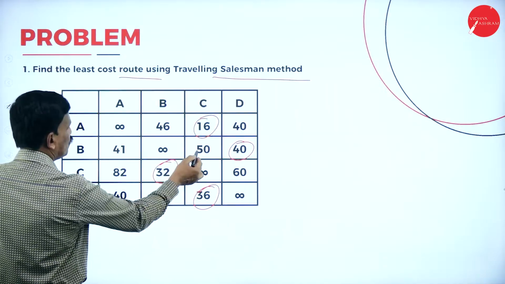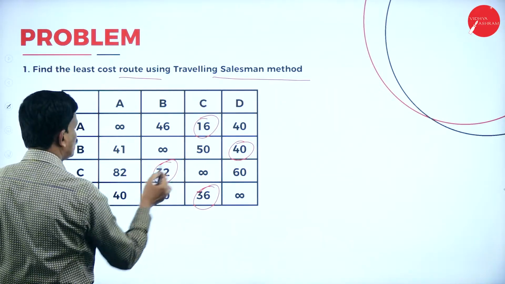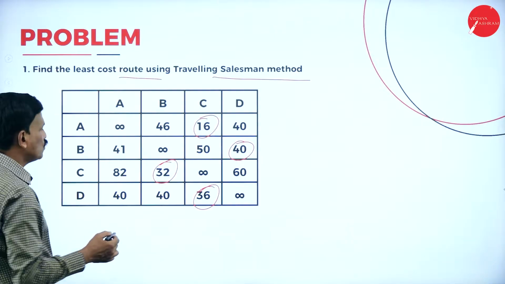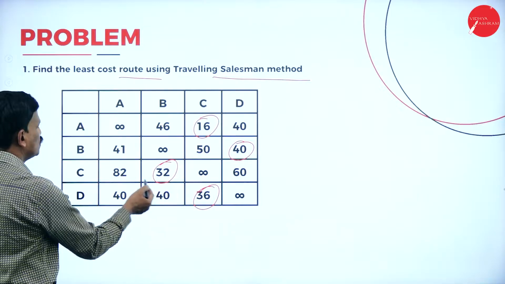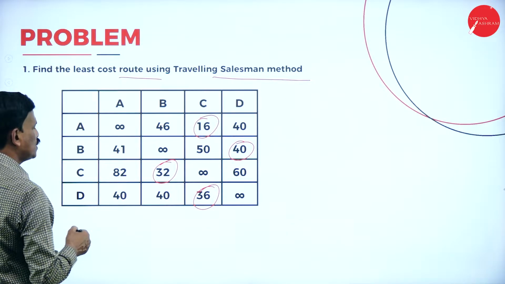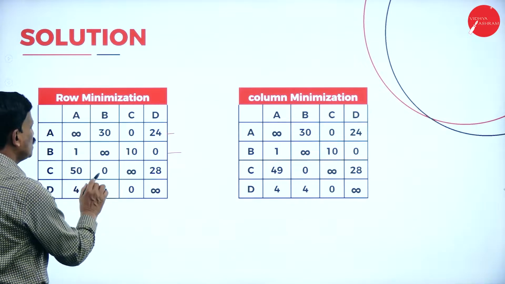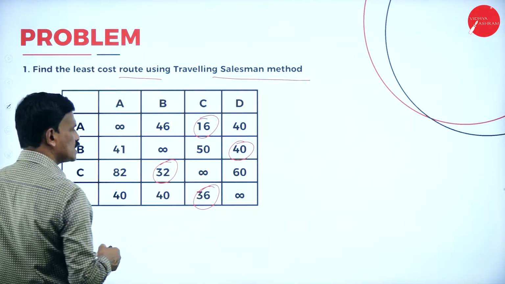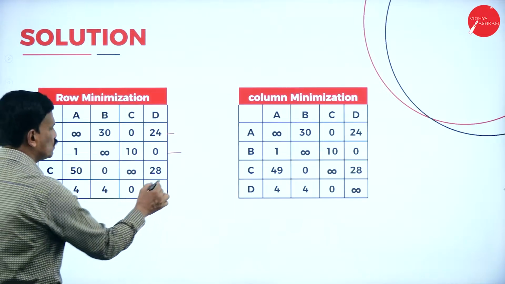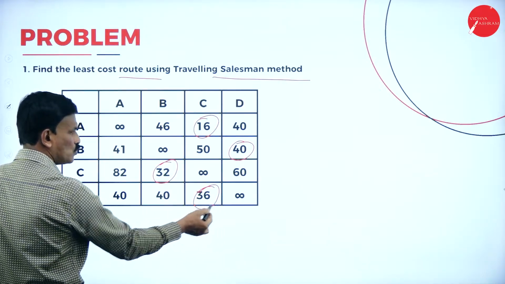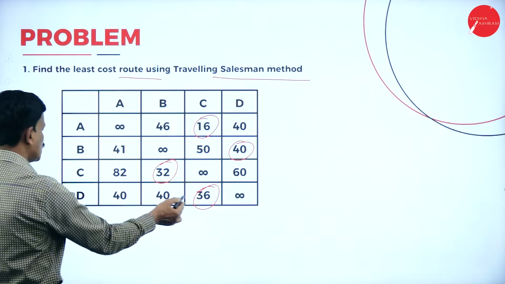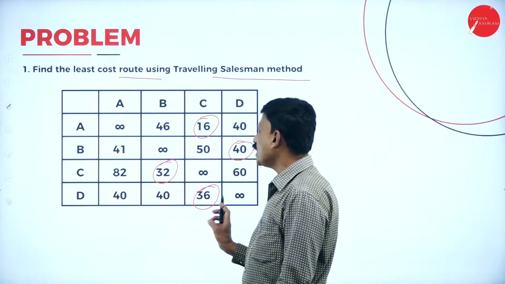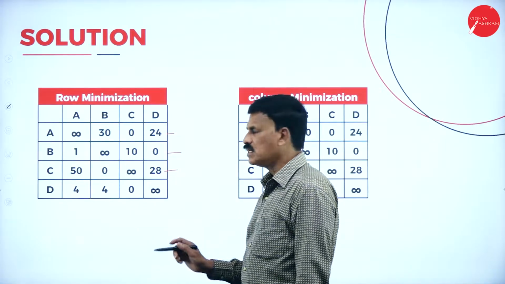Then again 50 minus 40 is 10, 40 minus 40 is 0, 10 and 0 is the second row. And in the third row, what is the minimum value? 32. So 82 minus 32 is equal to 50, and 32 minus 32 is 0, infinite. Again 60 minus 32 is equal to 28. And in the last row, the minimum value is 36, 40 minus 36 is 4, again 4, 0 and infinity.